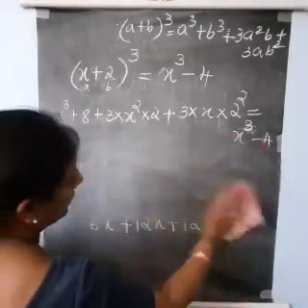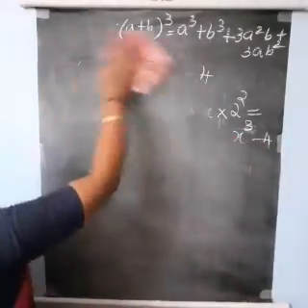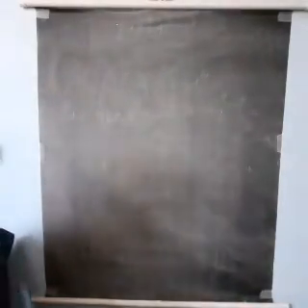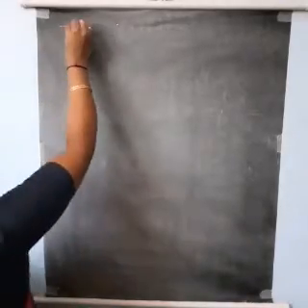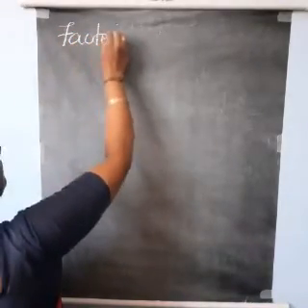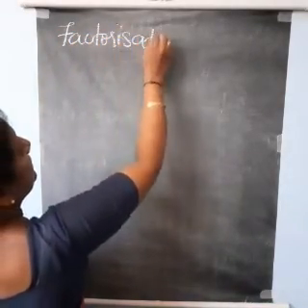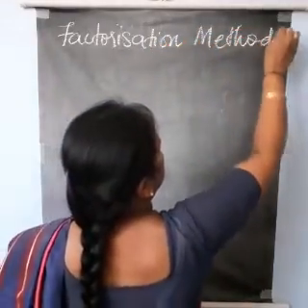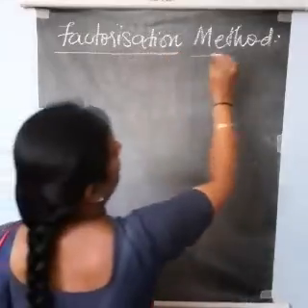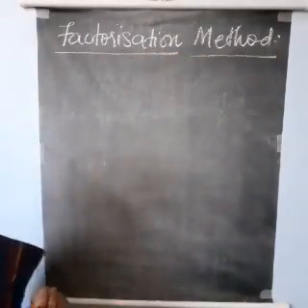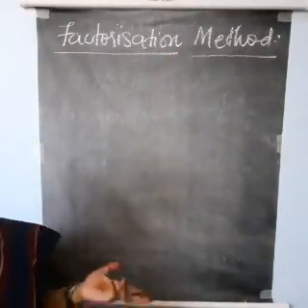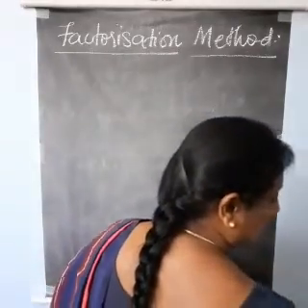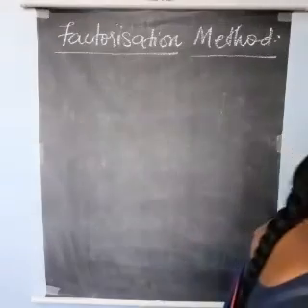Okay, now let us go to the first method of solving a quadratic equation. The first method is factorization. Factorization method we have already learned in class 8 and class 9. You can just recap on that.